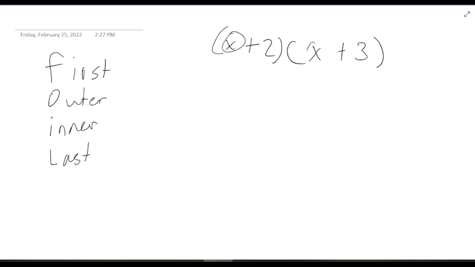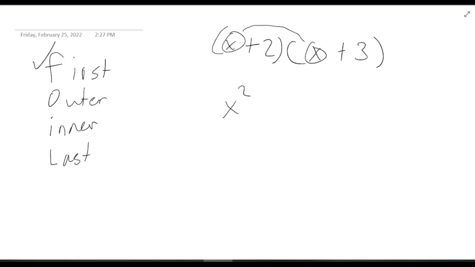So in this case, it'll be x and x. Well, what is x times x? What is any number times itself? Well, it is the number squared. So x times x, we can just leave that as x squared. So we have our first step done.